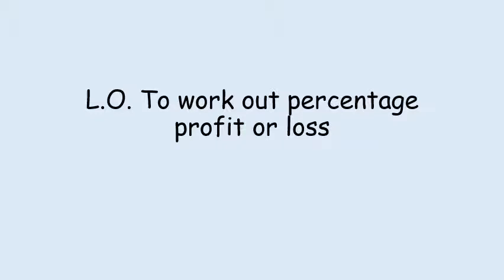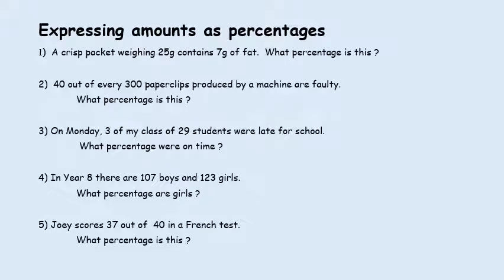In this video, we're going to be learning about percentage profit and loss. So before we get on to that, we need to go back over how to represent different proportional relationships using percentages. Generally, it's a case of coming up with a fraction where you have the total as your denominator, some relevant part as your numerator, and then you multiply by 100%.